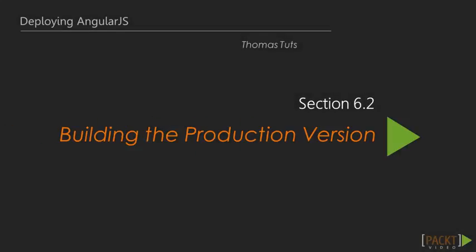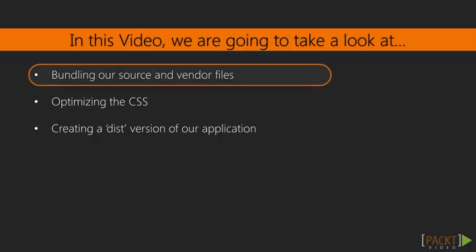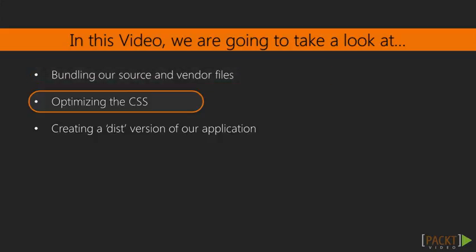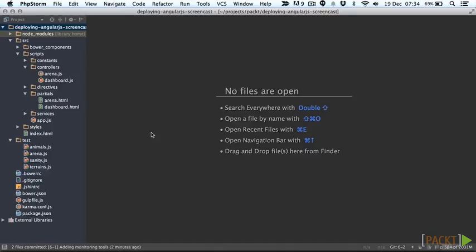This is the second video of section 6 on deploying to Heroku. In this video, we're going to create a production version of our application, which we'll use to deploy to Heroku in the next video. We'll start by bundling all our JS files. Afterwards, we'll optimize the CSS for production and then create a dist version of our application that we're going to serve to the users. Alright, let's get started.